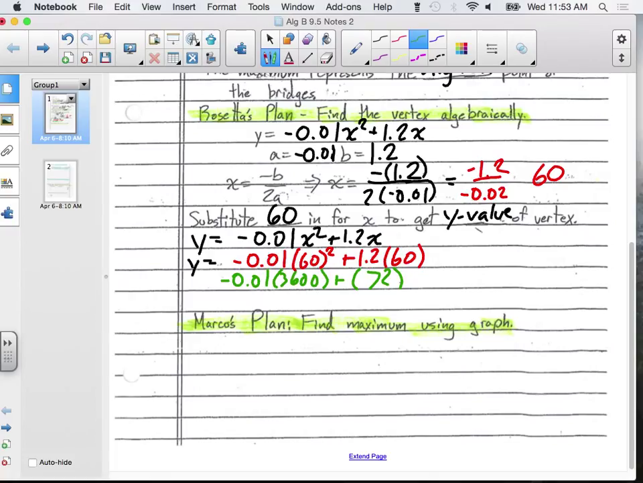We just substitute in our x values and then multiply everything out. 60 squared is 3,600. What's 3,600 times negative 0.01? Negative 36. Then we have plus 72. So what's negative 36 plus 72? 36. So what did we just find?